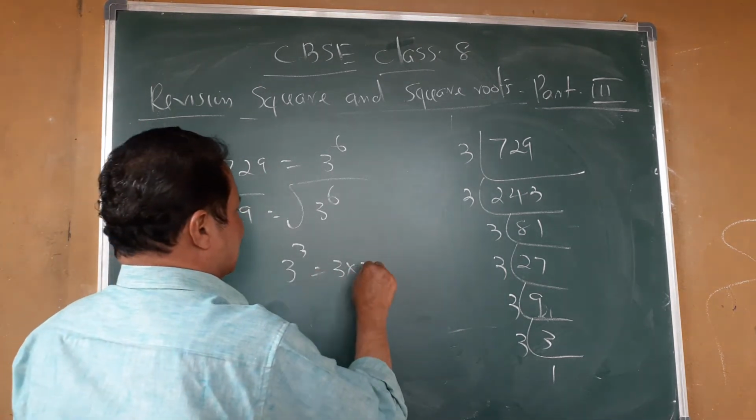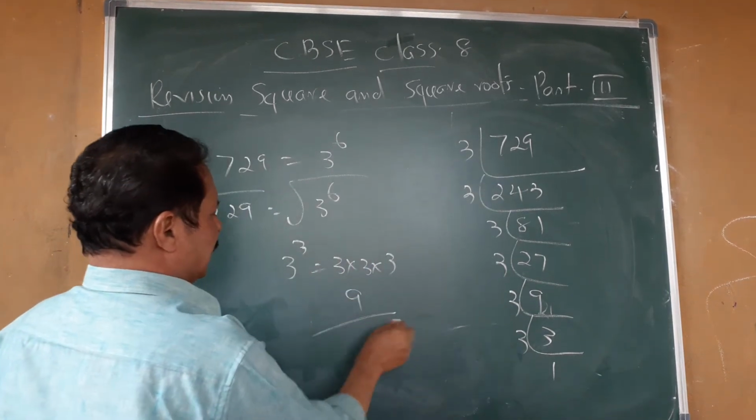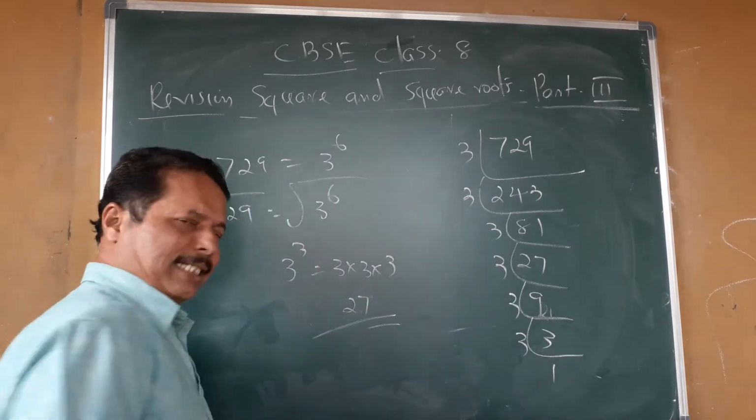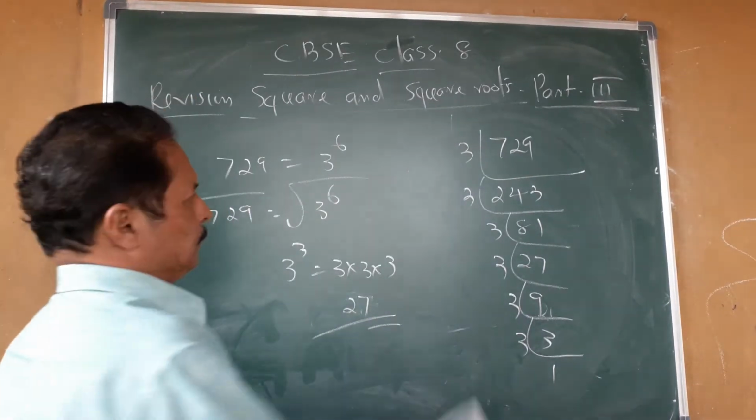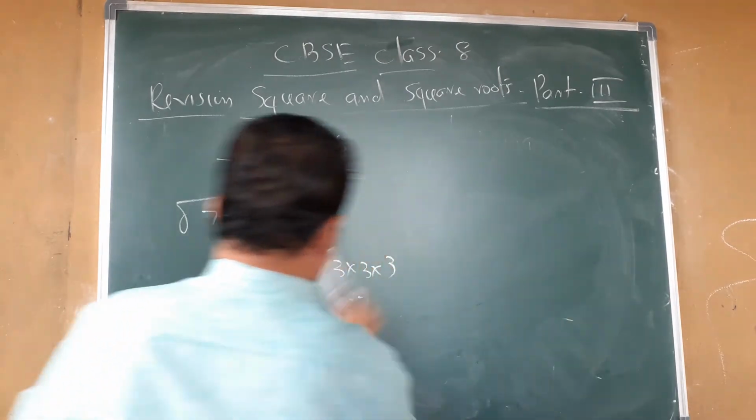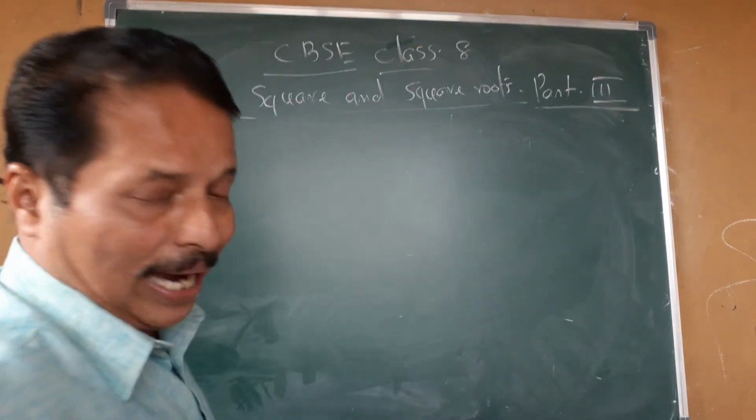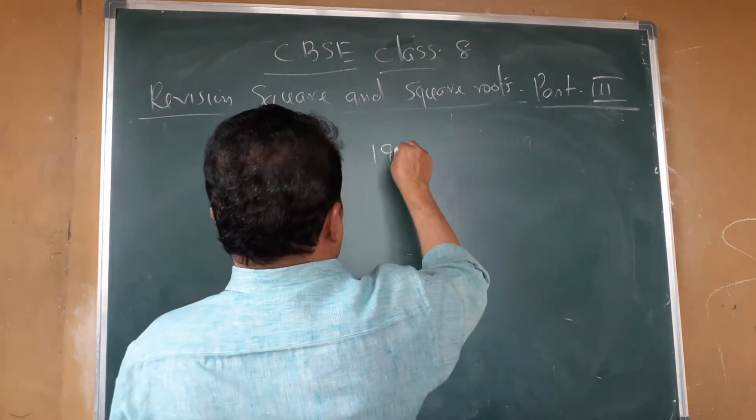So your answer is 3 into 3 into 3. That's equal to 27. Next. Find the square root of 1936.